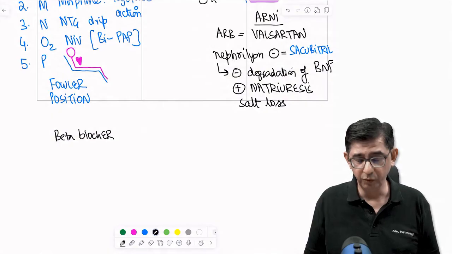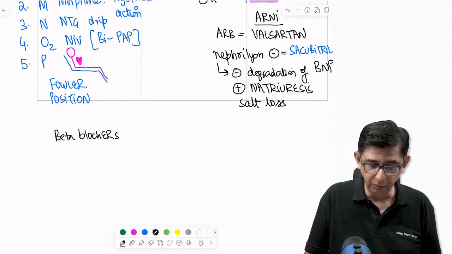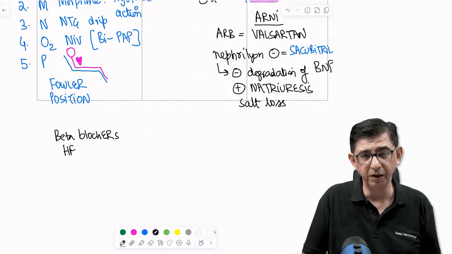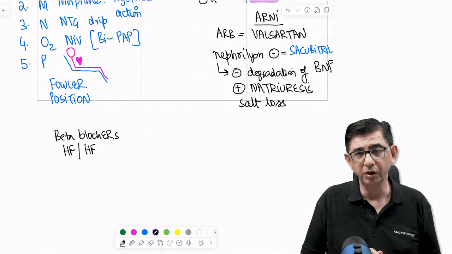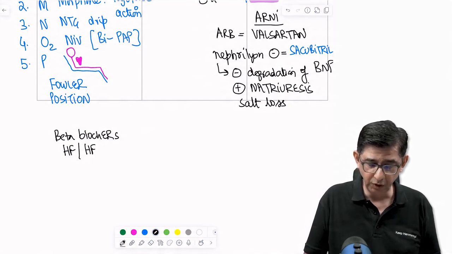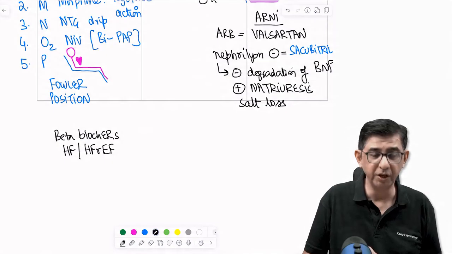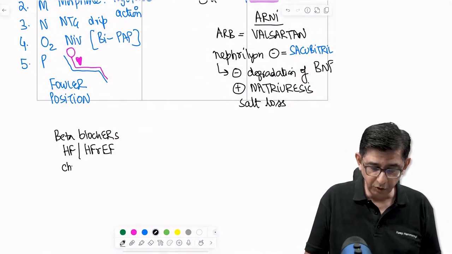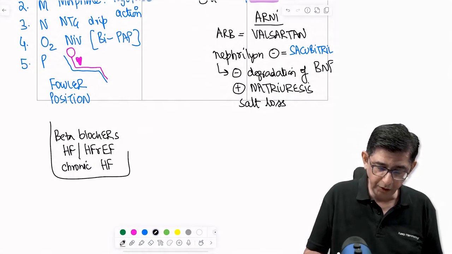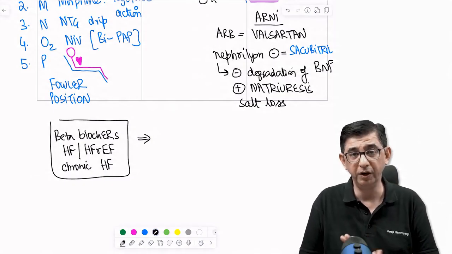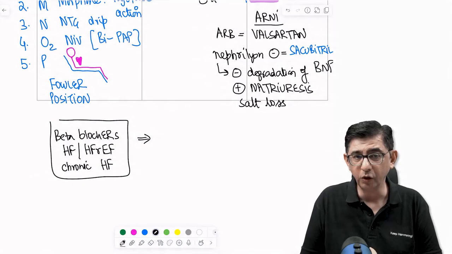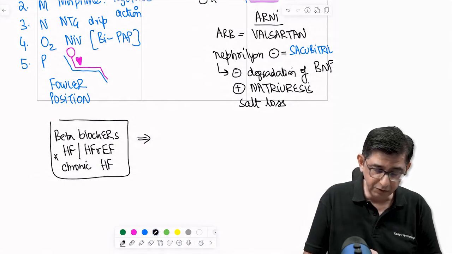So beta blockers would be given. Here he has asked what beta blockers are used in patients of heart failure. He may either write the word heart failure, he may say what is the beta blocker that you would be using for these patients who are having heart failure with reduced ejection fraction, or he may just write the word chronic heart failure. Beta blockers in heart failure. I want you to remember beta blockers are not given in patients who are having acute heart failure. They are used in only chronic heart failure. So here these words mean the same.